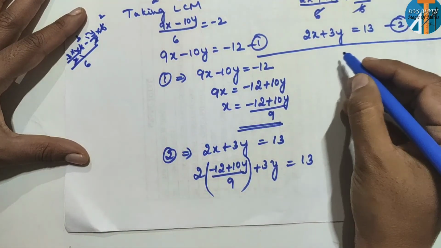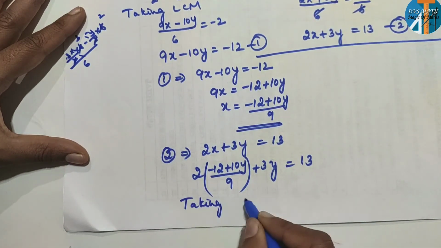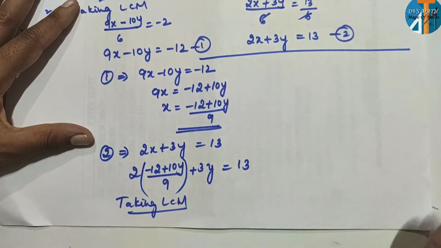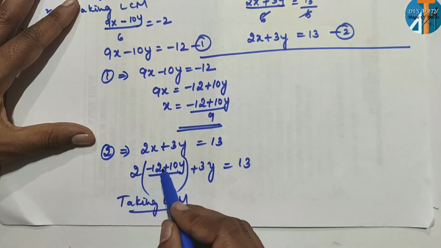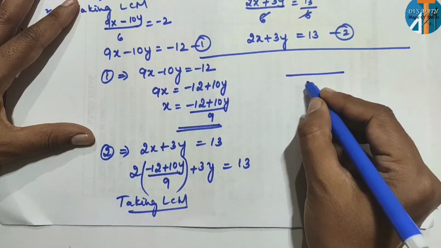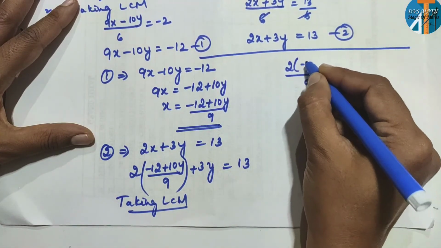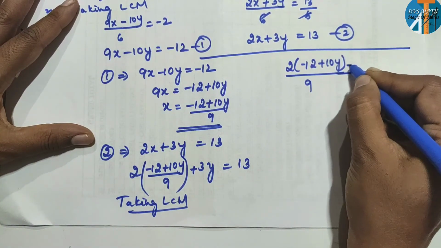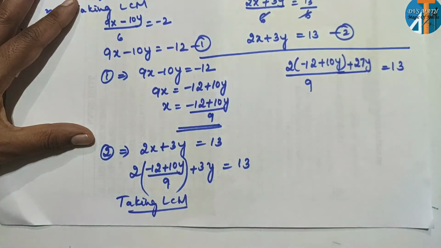So if you take LCM here, observe carefully, 9 itself is the LCM, so you can multiply this. So 9 3s are, along with that you have to multiply this 2 also. So if LCM is 9 now, here if you multiply, 9 cancels. So 2 into minus 12 plus 10y, plus, 9 3s are 27y is equal to 13.